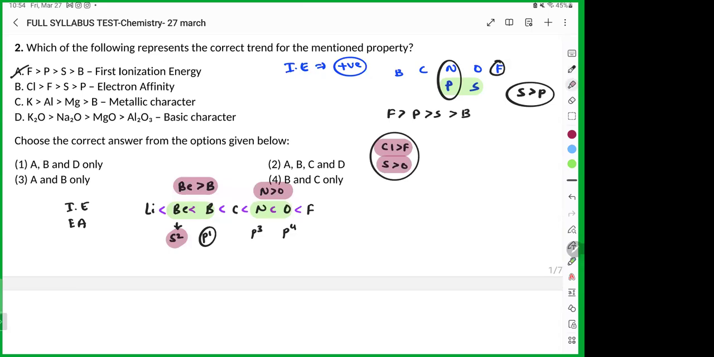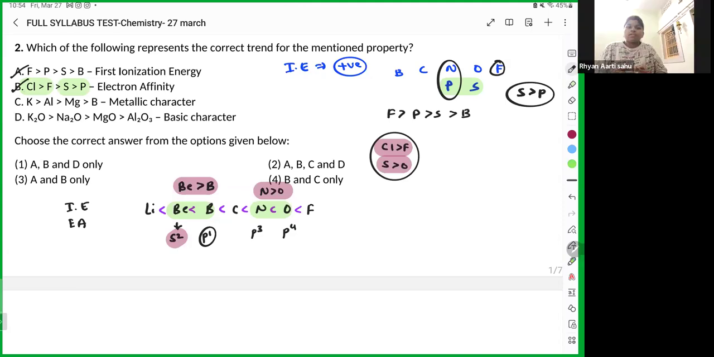Correct, and sulfur is more than oxygen in the same group. So chlorine is more than fluorine is correct. Sulfur is more than phosphorus here is also correct. So this is also correct. Any doubt, guys? Except these two, Sir, it has the same trend as the ionization energy, right? It will decrease along the.